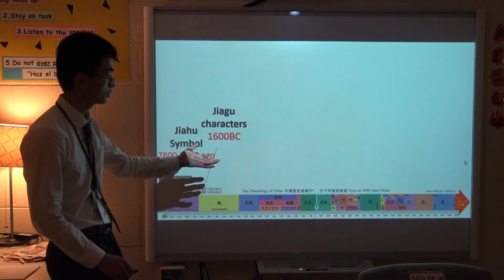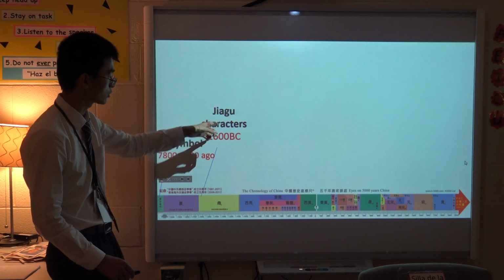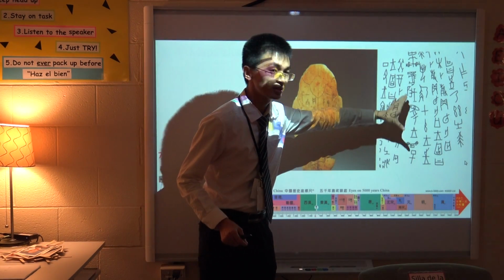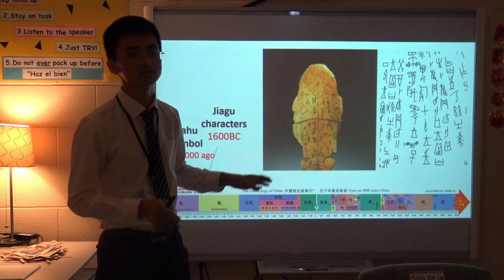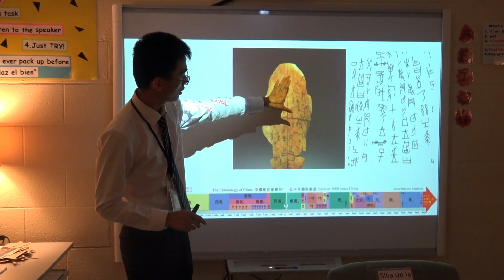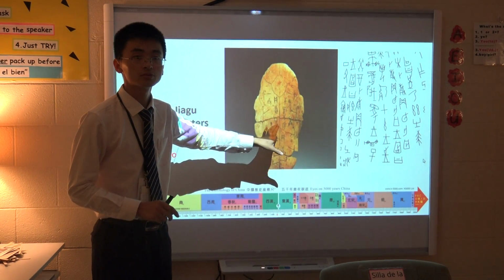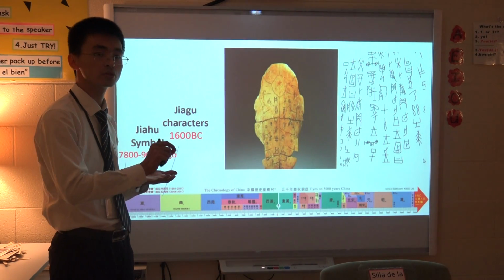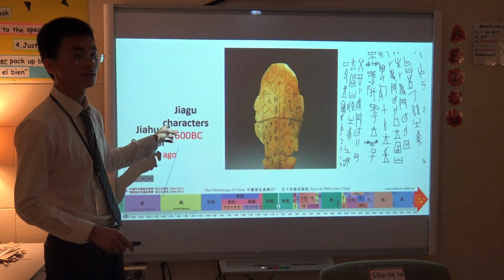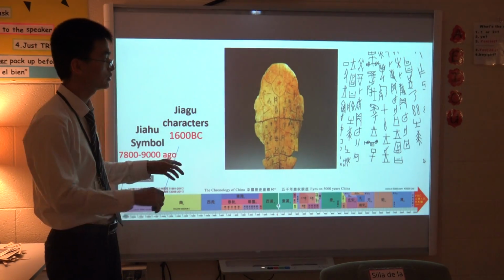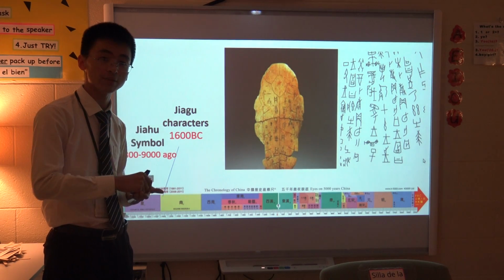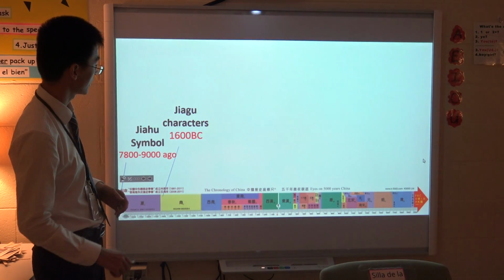About 3,600 years ago, we have the Jiagu characters. We carved the characters, and we found 3,700 different ones on the bones of animals. So they are serious things. They can even record the history of this time period. So we think these are the earliest characters, and then we developed, changed and improved them to get the characters we have today.